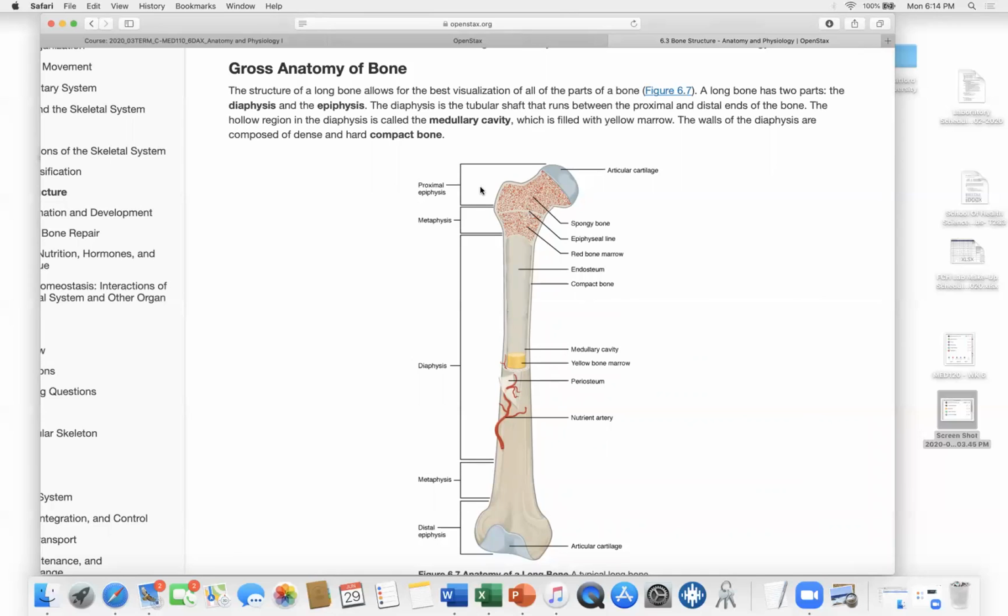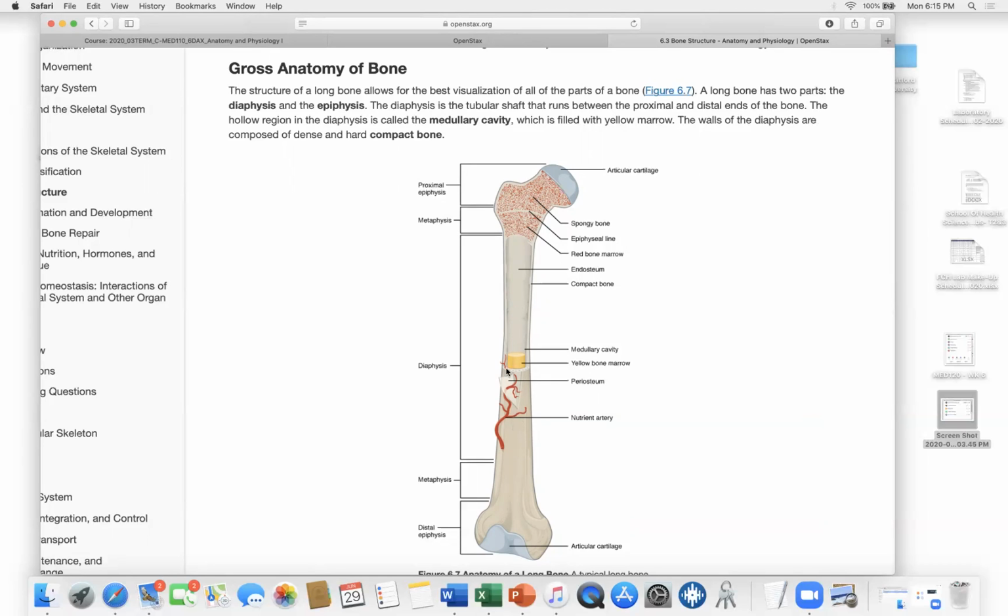then on the ends, called the epiphysis, or for plural, epiphyses, you can see the bone is actually spongy or trabecular-like. There's a lot of little nooks and crannies and spaces. And this is where the red and the yellow marrow will also be housed, okay?